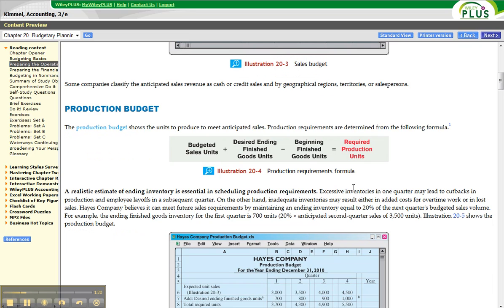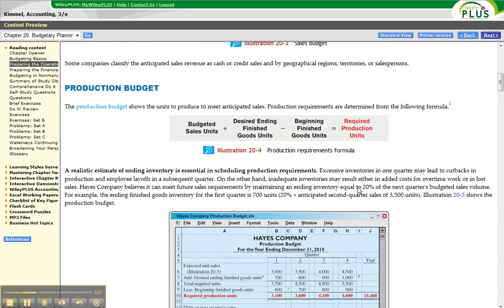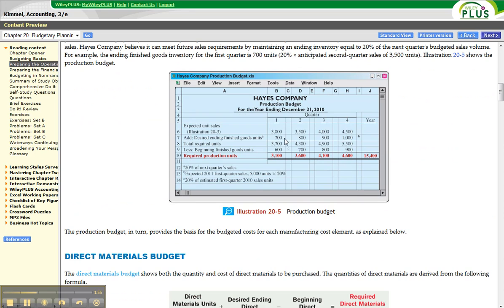The production budget is based on a formula pretty much where you look at how many units you expect to sell, and then you add some desired level of ending inventory. You don't want to just make what you expect to sell. You want to have some extra in case you end up selling more than you thought. So you want to make what you're expecting to sell plus some extra, and then you subtract what you've already got in inventory from the beginning of the period. All right, you don't need to make extra if you've already got some, and that will give you your required production units.